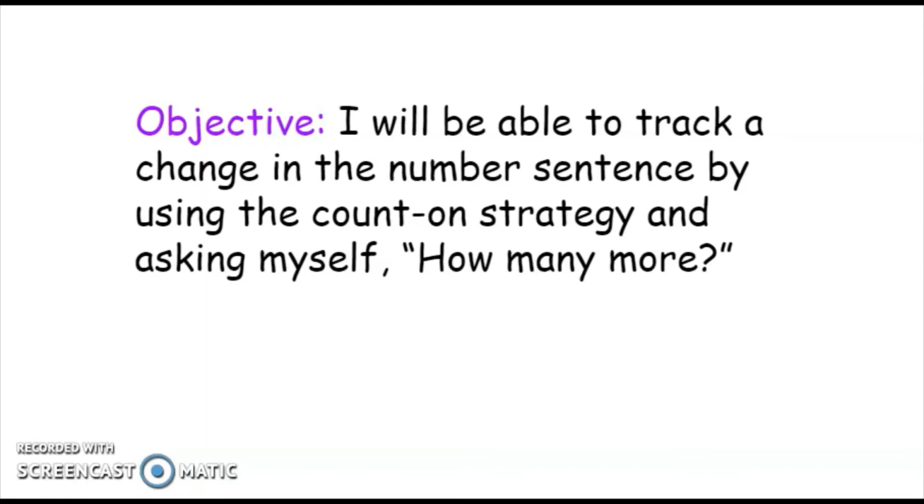Welcome back, families. For today's math review, we will be focusing on the count-on strategy. Today's objective is, I will be able to track a change in the number sentence by using the count-on strategy and asking myself, how many more?